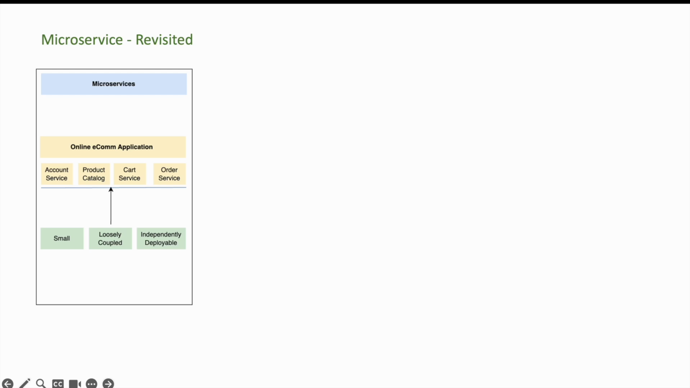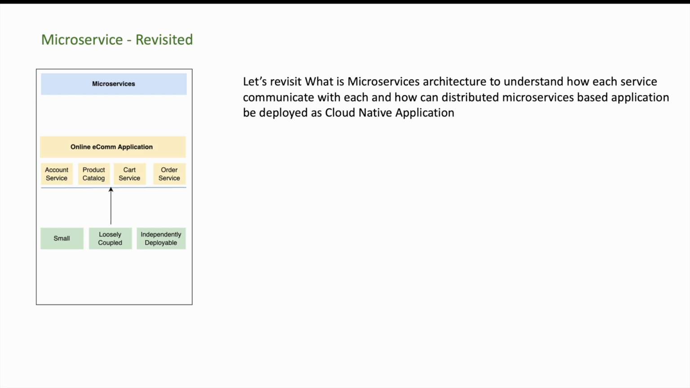Okay, to understand the cloud native application better, or to understand how a modern day application can be built using the cloud native approach or architecture, let's revisit the microservices once again. So let's revisit what the microservice architecture is to understand how each service communicates with each other and how a distributed microservice based application can be deployed as a cloud native application. So to understand this, it's important to see how microservices applications work, or rather, in an application, if there are multiple microservices, how do they communicate with each other?